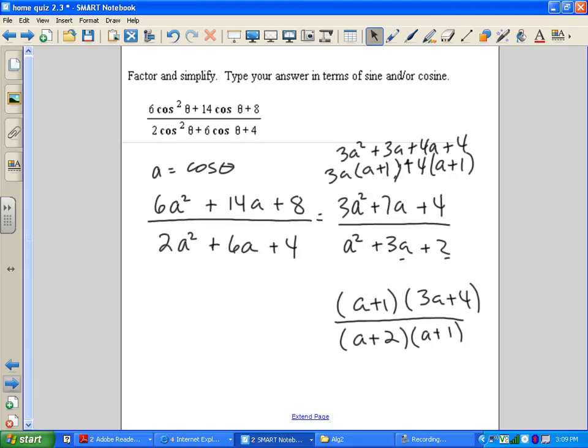Notice now the a plus 1s would cancel out. And so now I have 3a plus 4 over a plus 2. Now recall we said a would be equal to cosine. So this would be 3 cosine theta plus 4 over cosine theta plus 2.